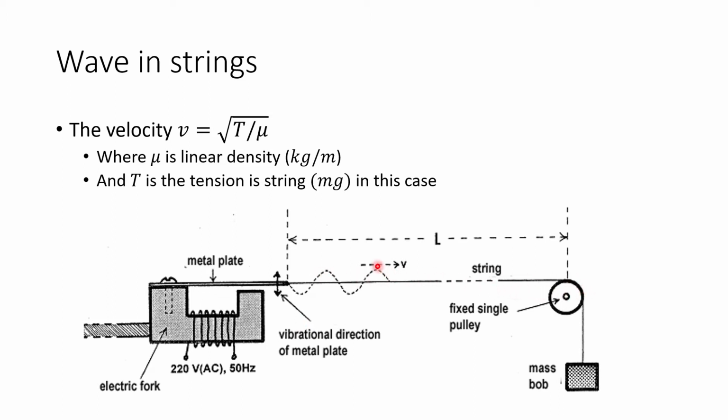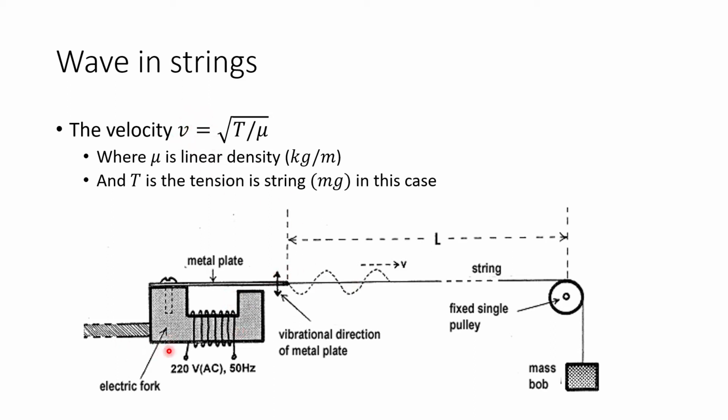The speed of propagation of the wave is determined by v equals the square root of T over mu. Therefore, if you increase the mass of the bob, you can manipulate the tension, and by manipulating the tension, you can change the velocity of the wave in the string.